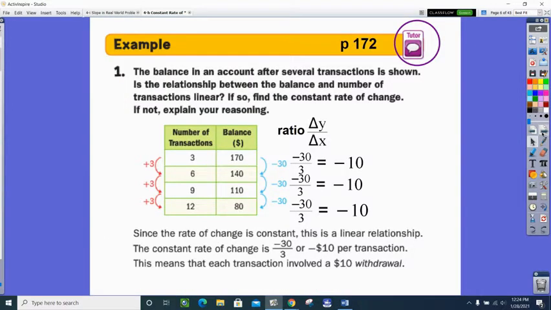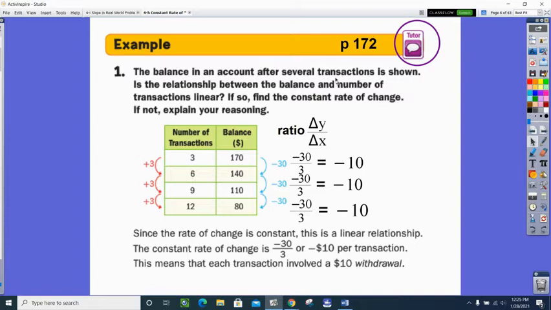Okay, so here's example 1, page 172. And the question is the balance in an account after several transactions. So that means money being put in or money being taken out. That's called a deposit or a withdrawal. So is the relationship between the balance and the number of transactions linear? And if so, find the constant rate of change.